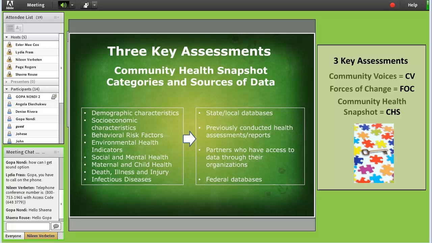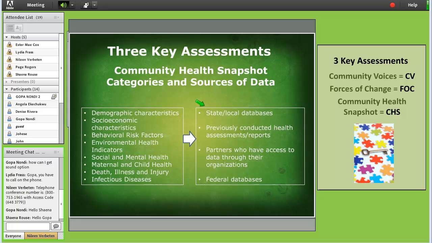That is not to say that you need to collect all of this, but again, it's important to have some conversation with your partners to learn what it is that they're most interested in. And then on the right-hand side, there's some examples of already existing data.